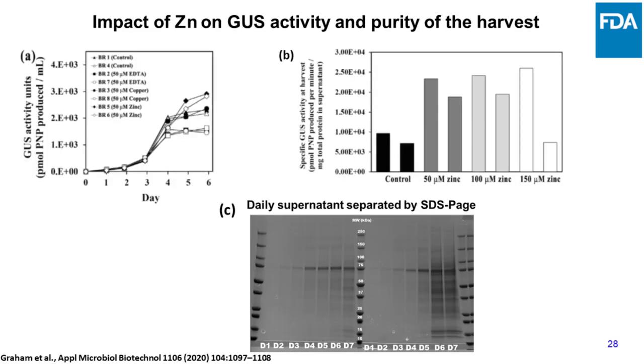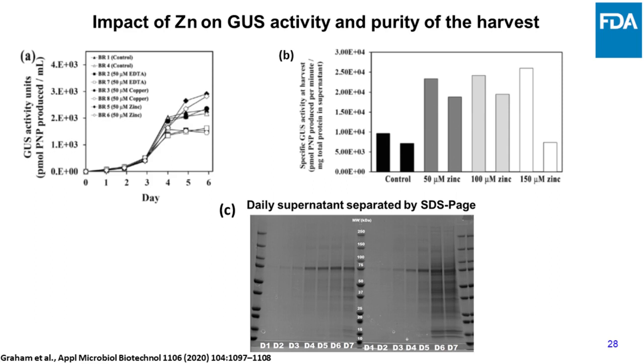The consequence of zinc treatment was investigated on the beta-glucuronidase production and its specific activity. Higher production was seen at 50 and 100 micromolar zinc treatment than either at control or at 150 micromolar treatment. The specific activity of the enzyme was also higher at 50 and 100 micromolar zinc treated samples than in control or 150 micromolar treated samples. As you can see by SDS-PAGE analysis, the control sample showed higher contamination of the host cell proteins compared to zinc treated samples.